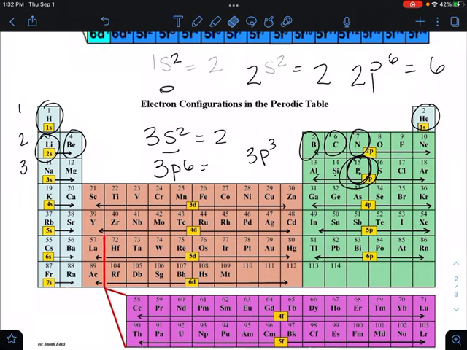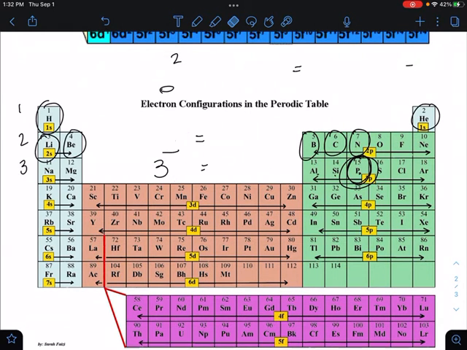So my electron configuration for phosphorus would be 1s2, 2s2, 2p6, 3s2, 3p3. All right, let me know if you need more help.